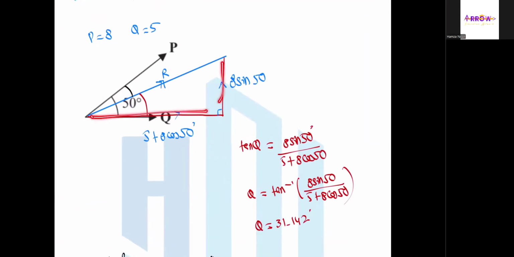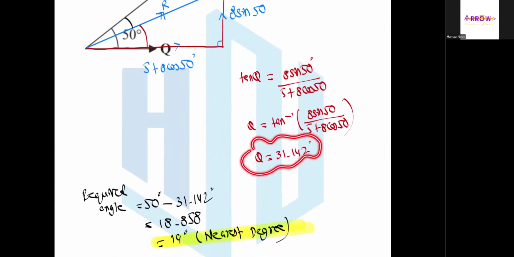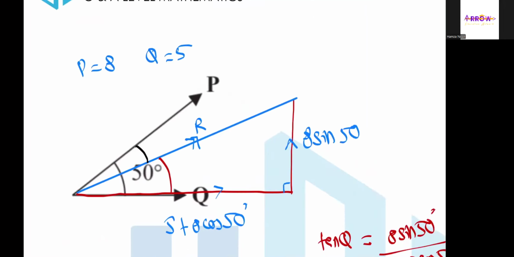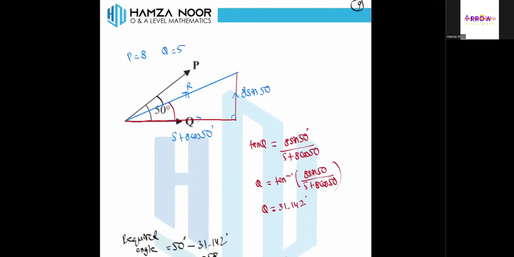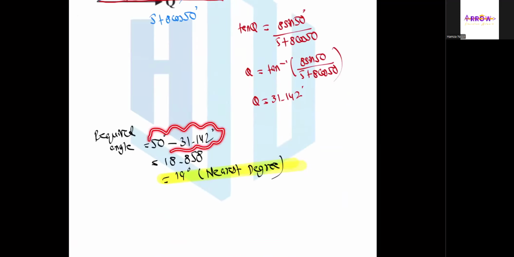So you need to understand this basic thing. You just consider this triangle and opposite over adjacent. So tan theta is equal to opposite over adjacent. So theta is tan inverse of 8 sine 50 divided by 5 plus 8 cos 50. So this angle theta is 31.142 degrees, which is definitely below 50 degrees. All right. And therefore, the required angle which we are looking for, we need to find the angle between P and R, right? This angle. So 50 minus 31.142, which is 18.858 degrees, and correct to the nearest degree, we have mentioned the value, which is 19 degrees.